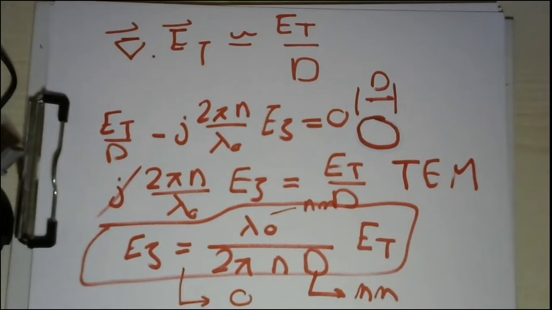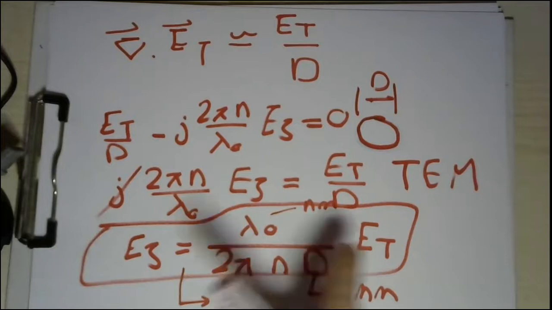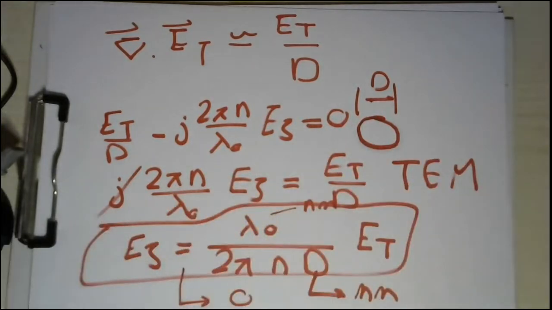However, honestly, Ez and Hz are not typically zero. They are very, very small values. That's why in light propagation, we call this a quasi-TEM mode. It's not typically a TEM mode, it's a quasi one. It's something which can be assumed to be a TEM mode. And this is the reason why we consider it as a TEM.